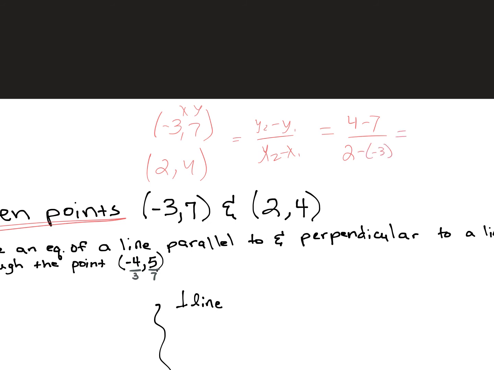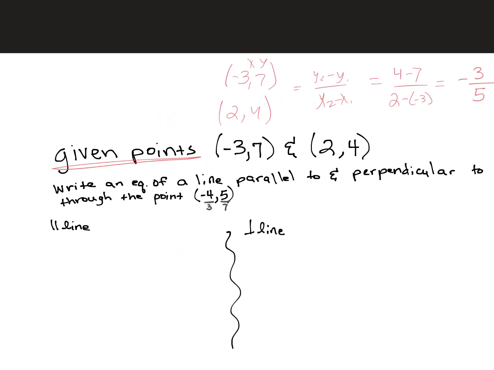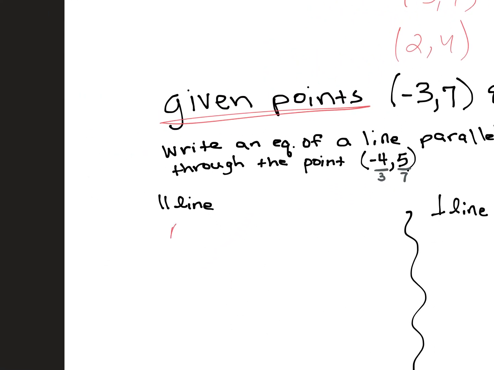What is 4 minus 7? Negative 3. What is 2 minus a negative 3? Positive 5, right? So the slope that they want me to use is negative 3 over 5. So I'm going to write 2 lines, one that's parallel and one that's perpendicular. The parallel line, what slope am I going to use?